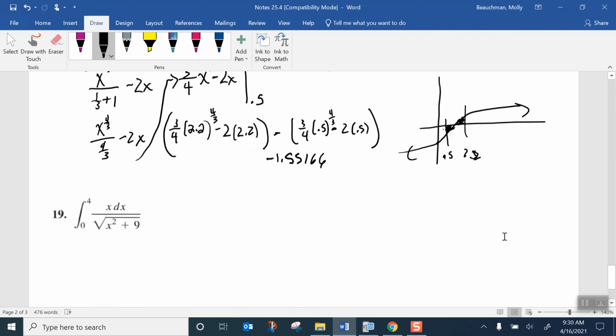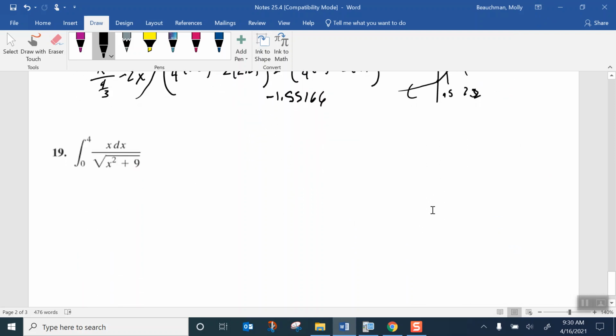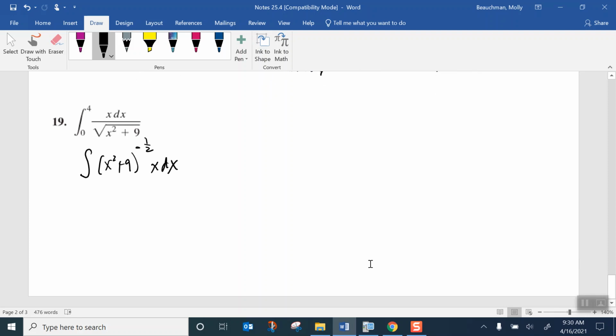All right, one more example. Let's take a look at number 19. We've got the integral from 0 to 4 of x dx over the square root of x squared plus 9. Rewrite your integral so that you can use the chain rule backwards. We get x squared plus 9 to the power of negative 1/2 times x dx. Take the integral. So we're going to have to use u substitution. Let u equal x squared plus 9. The derivative of u with respect to x, and then multiply both sides by dx, is going to be 2x dx.